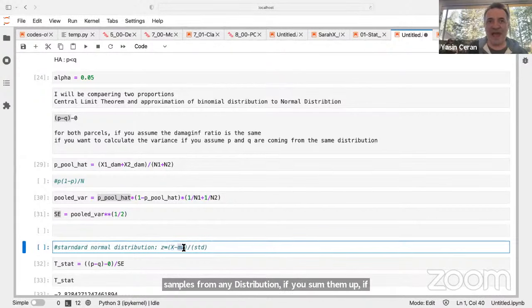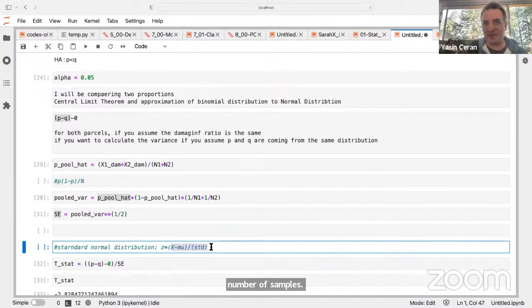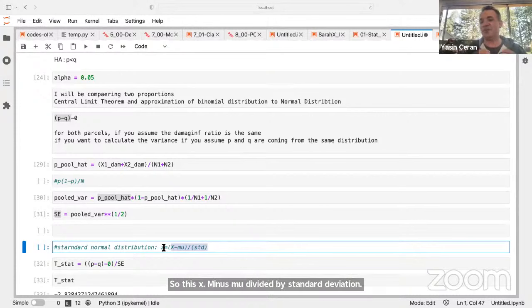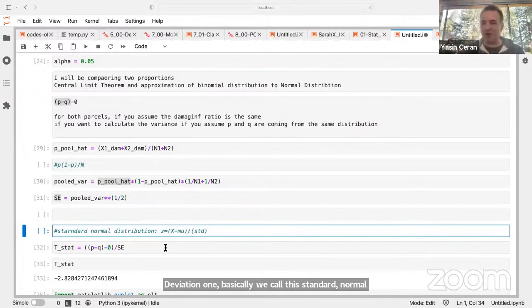And if that is the average of those large number of samples, and that is the standard deviation of all these large number of samples, then X minus mu divided by the standard deviation, whatever that is, is always normally distributed with 0 mean and standard deviation 1. Basically, we call this the standard normal distribution. So for any kind of context, any distribution, if you have a large number of samples, that's where we are going to end up.